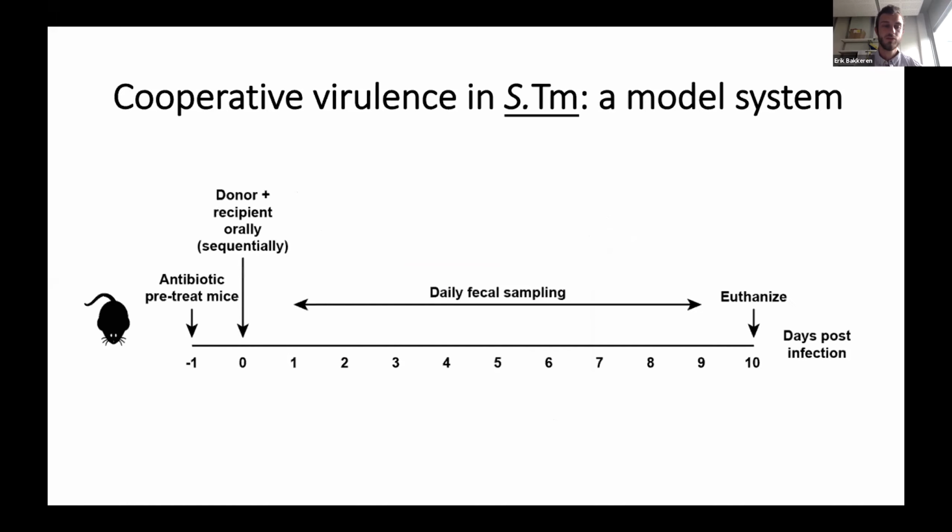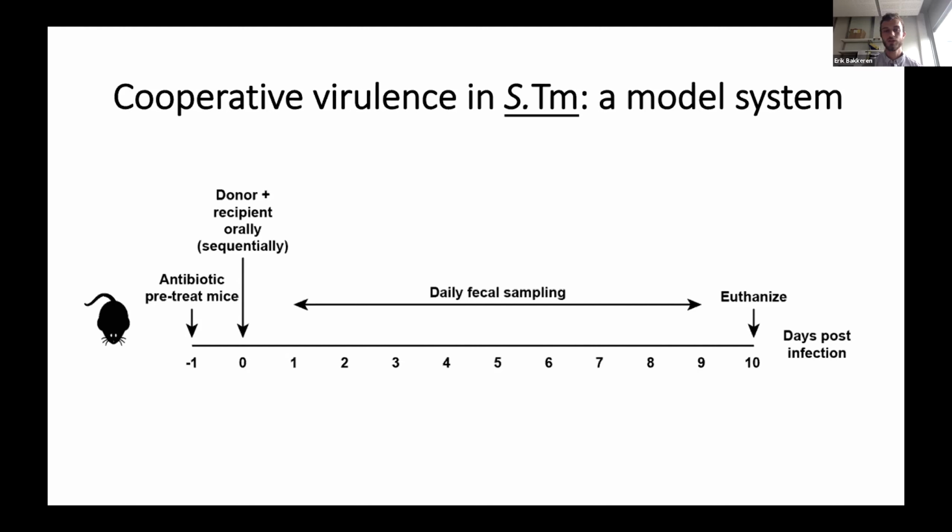And so this is the mouse model we use to address this question. So basically, I antibiotic pre-treat the mice. 24 hours later, I add the donor and the recipient at low inoculum size to ensure that conjugation only happens in the gut lumen. I sample over time the fecal populations until the end of the experiment.